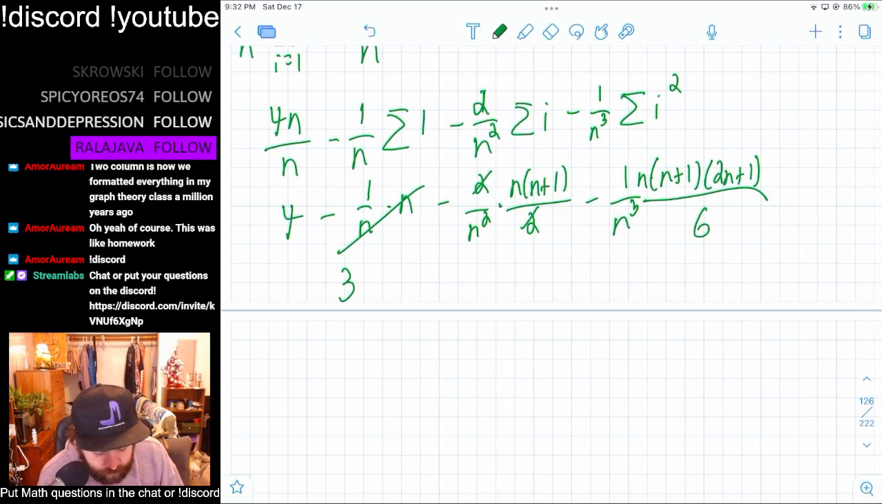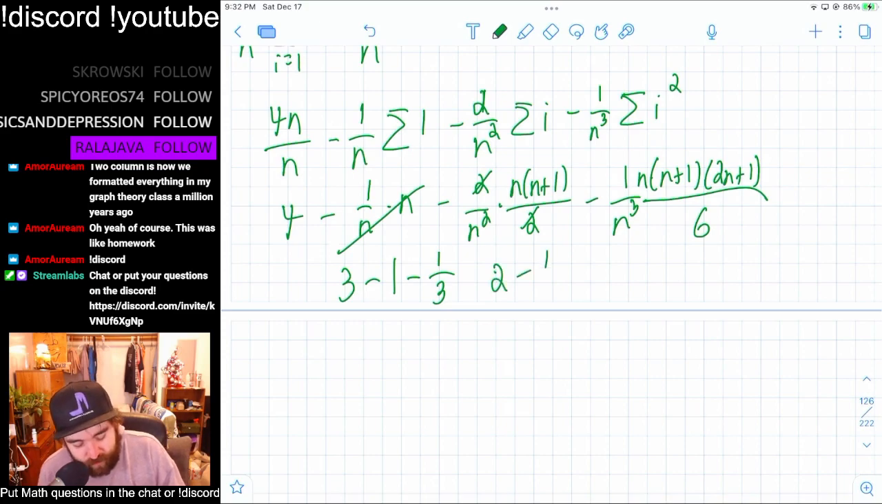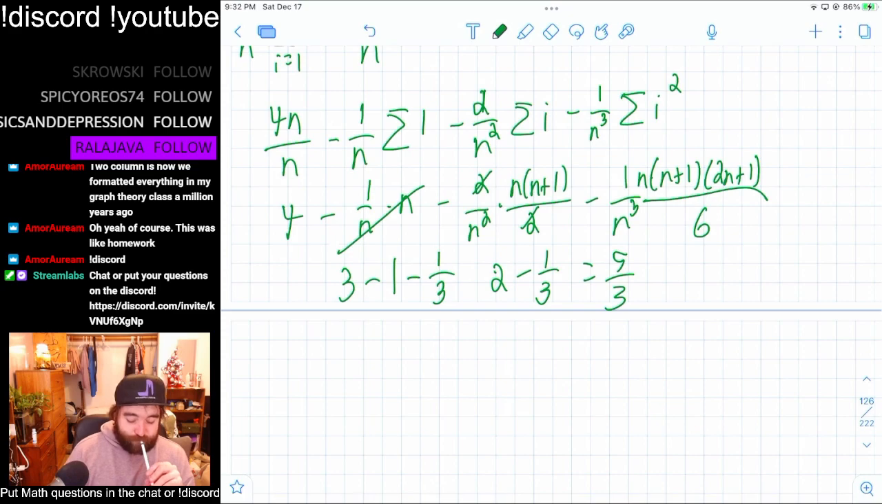Here we have n squared over n squared. The coefficients canceled, so the coefficients are just 1. And then we have n cubed over n cubed, so we look at the coefficients, which is 2 over 6, which is 1/3. So this should actually be the answer: 3 minus 1 minus 1/3, or 2 minus 1/3, or 5/3.